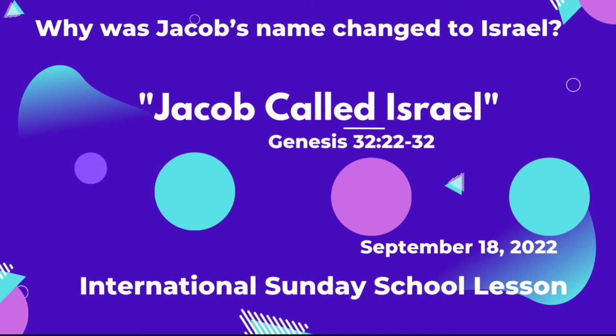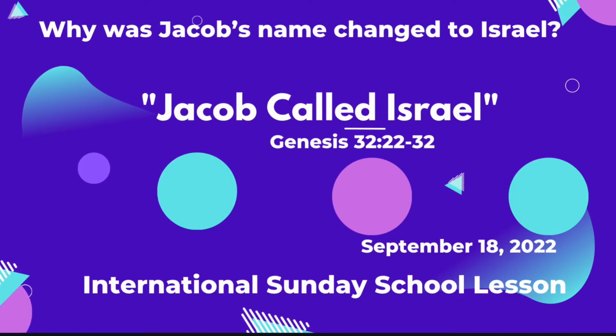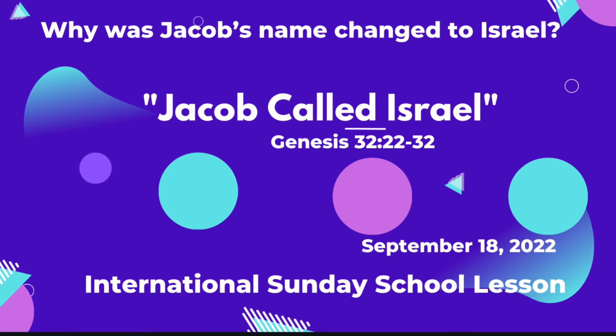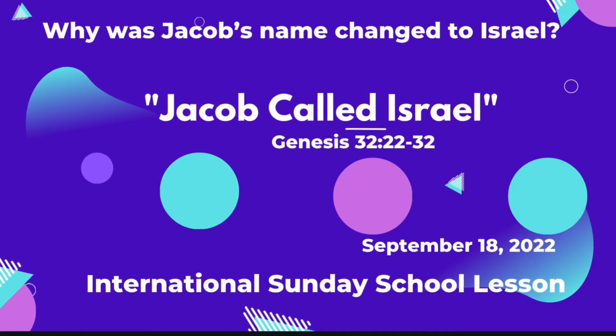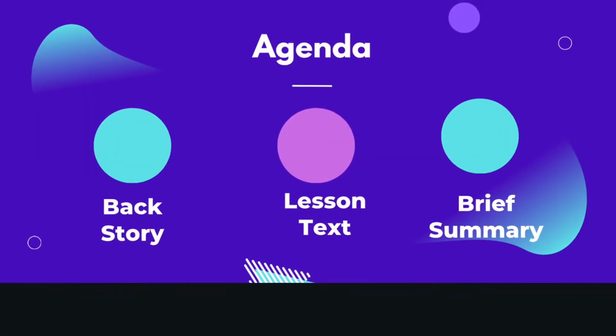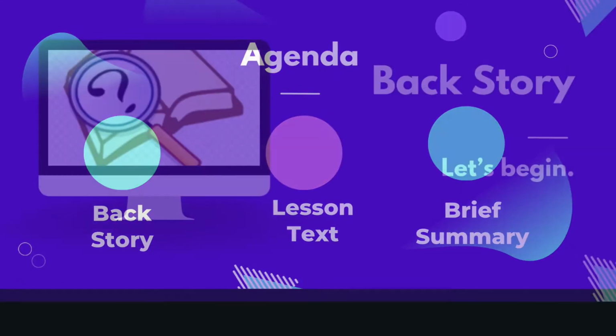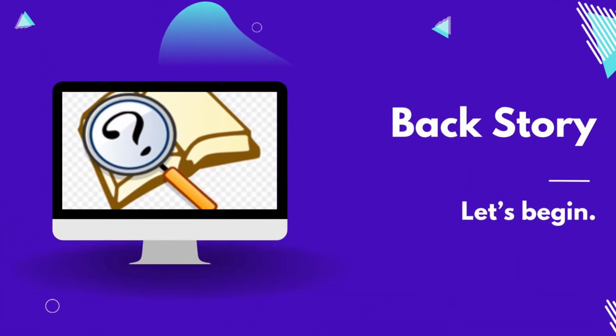The Sunday school lesson for Sunday, September the 18th, 2022, is entitled Jacob Called Israel, based on Genesis chapter 32, verses 22 through 32. Also, I will share with you the answer to the question, why was Jacob's name changed to Israel? The agenda: I will share the backstory, read the lesson scripture, and offer a brief lesson summary. The backstory. Let's begin.